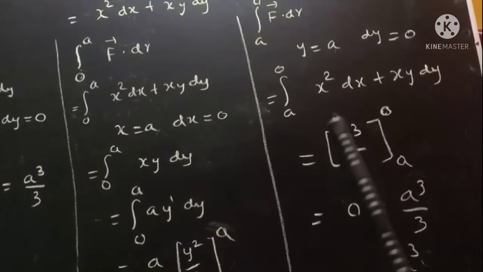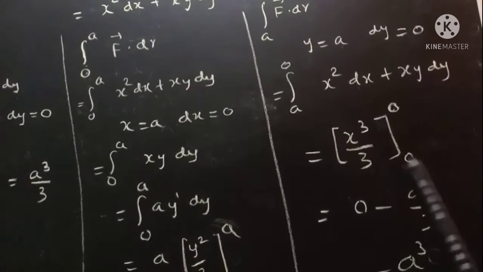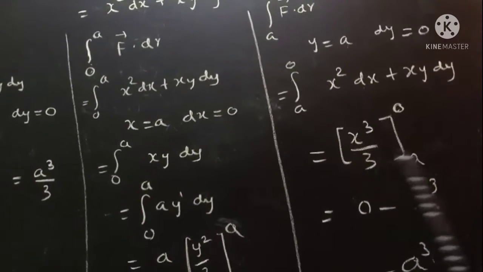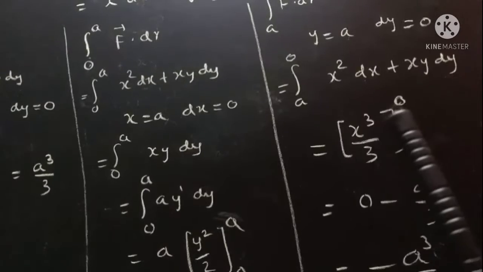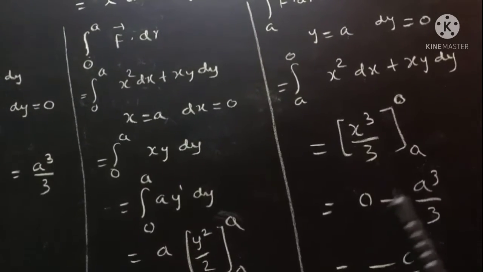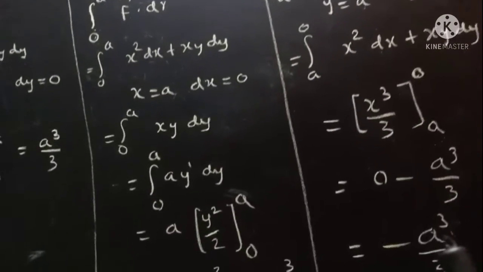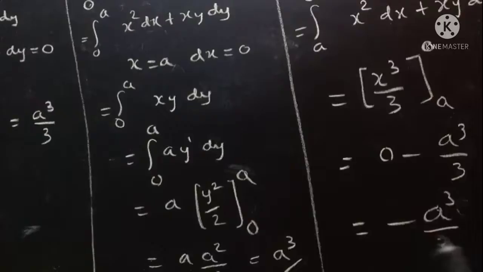Remaining is x square dx. The integration is x cube by 3, limit a to 0, upper limit minus lower limit. First we substitute the upper limit, 0, minus the lower limit, putting x is equal to a, giving a cube by 3. The result is minus a cube by 3.